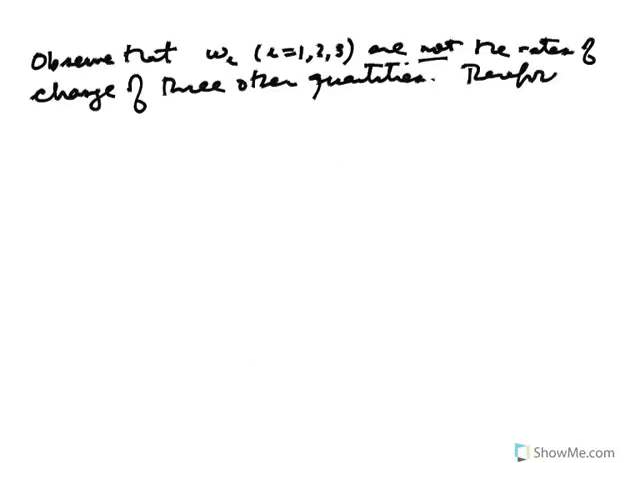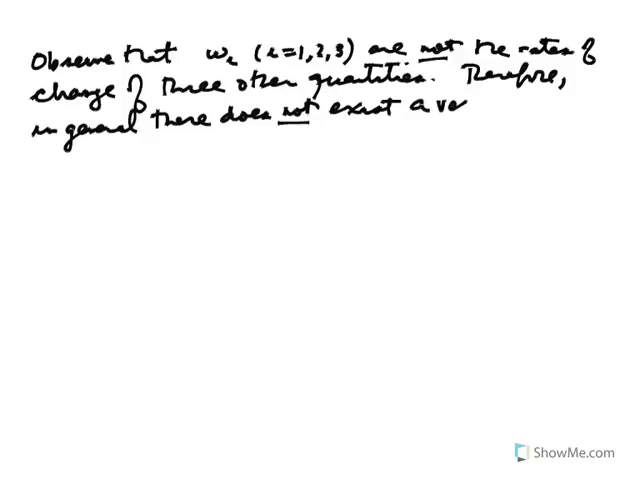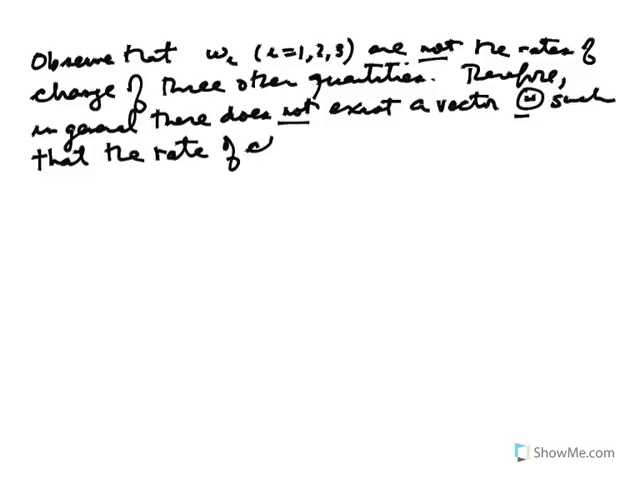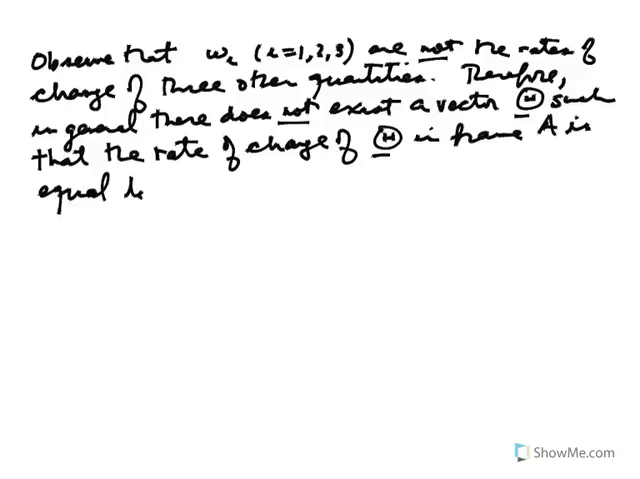So therefore, in general, there does not exist a vector, which I call theta, such that the rate of change of theta in frame A is equal to omega BA.